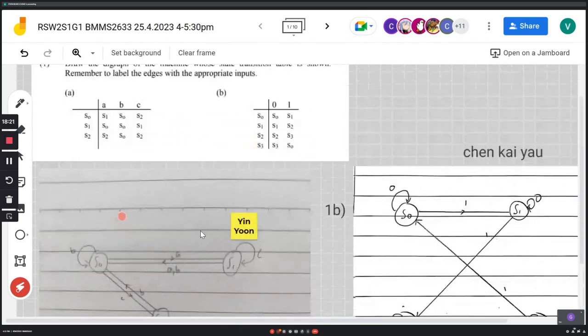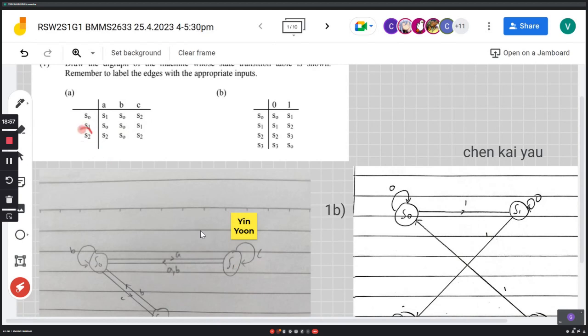Now, same also for S1. At S1, after the input A, it will go to S0. So at S1 here, you need to go to S0 after the input A. And since after input B it goes back to S0 as well, you write the two inputs together. No need to draw two lines. Just draw the two inputs together. And input C here, it will remain at S1. So input C here, remain at S1.